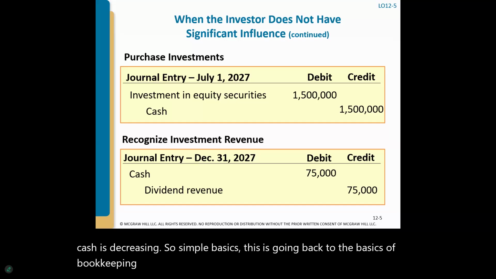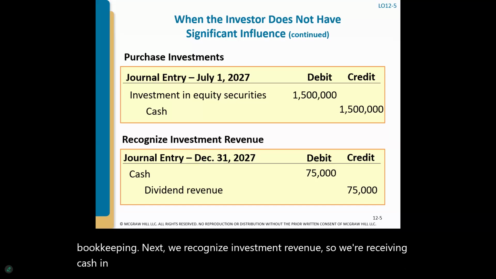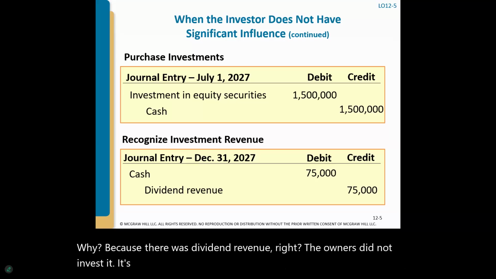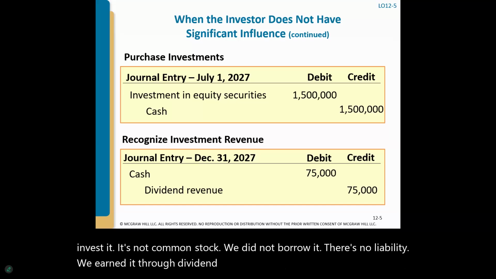Next, we recognize investment revenue. So we're receiving cash in the amount of $75,000. Why? Because there was dividend revenue, right? The owners did not invest it. It's not common stock. We did not borrow it. There's no liability. We earned it through dividend revenue. So that is our credit. All right, so basic, simple journal entries.